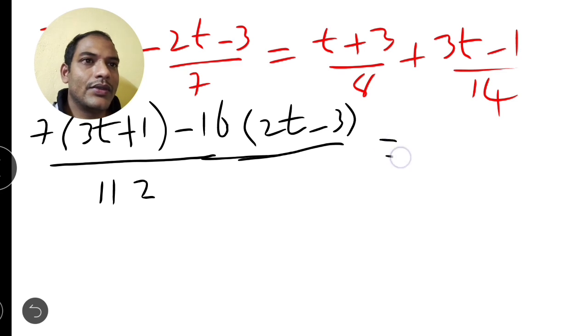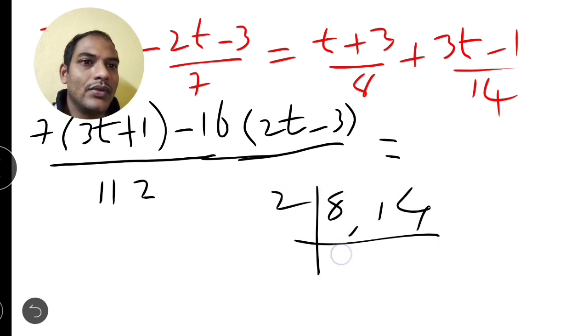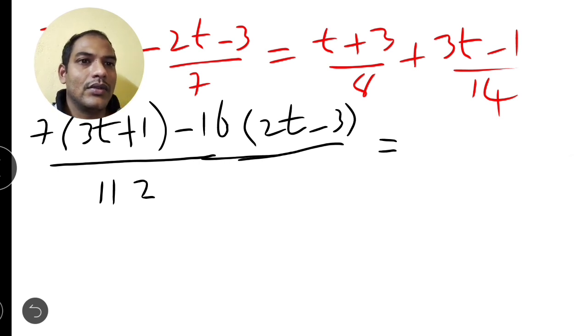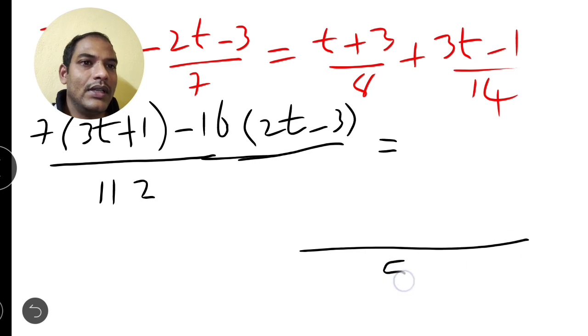So it is equal to... next 8, 14, LCM of 8 and 14. First the tables: 2 4s are 8, 2 7s are 14, and 4 and 7 both are co-prime numbers. So 7 4s are 28, 28 2s are 56. So 56 is the LCM of the two denominators, which are 8 and 14.